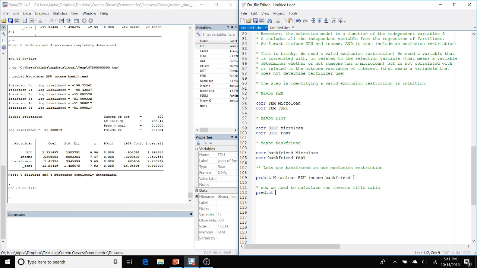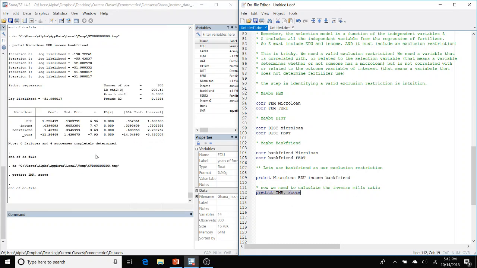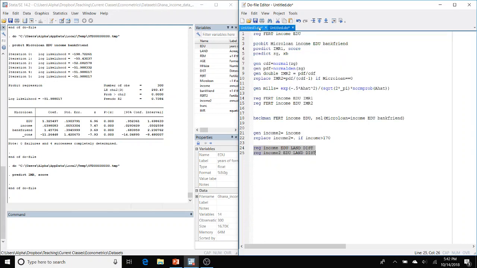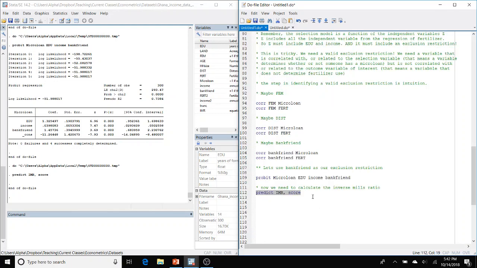And we're just going to use the predict command. We can do predict, and we're going to create inverse Mills ratio, comma score. Basically, Stata allows you to calculate it automatically. So, inverse Mills ratio, comma score. Is that right? Yeah. All right, so now we have our inverse Mills ratio.